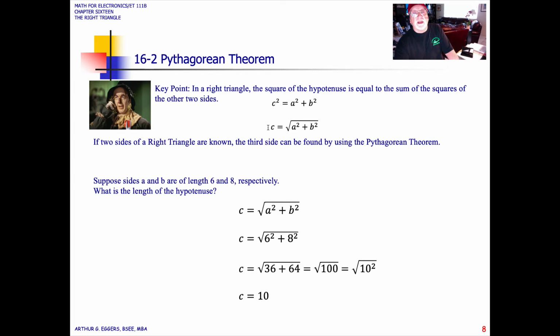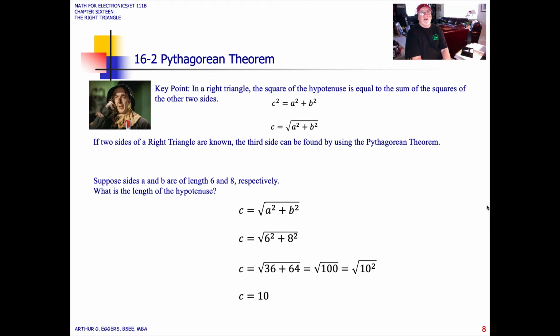which we can manipulate by taking the square root of both sides and say that the hypotenuse then is equal to the square root of the sum of the squares of a and b of those sides. If the two sides of a right triangle are known, then the third side can be found using the Pythagorean theorem.